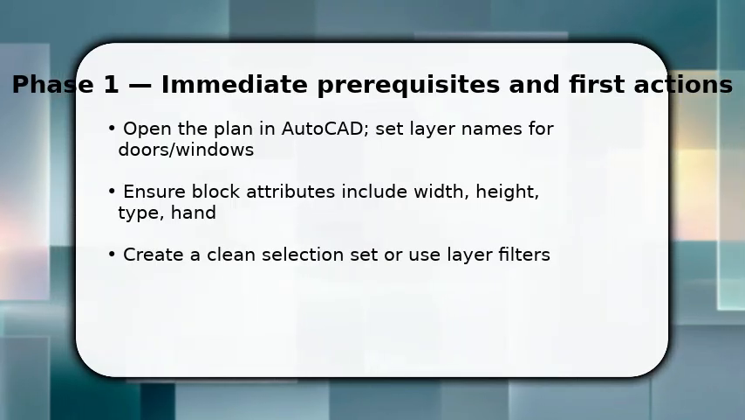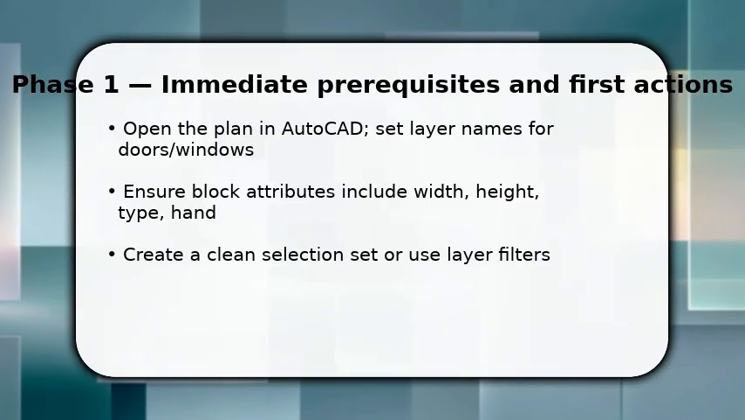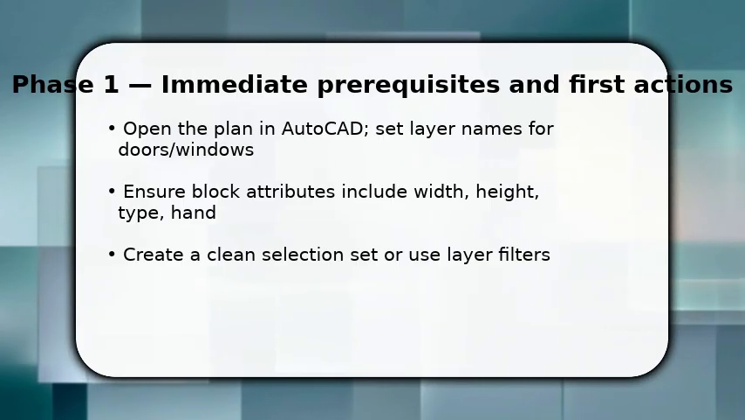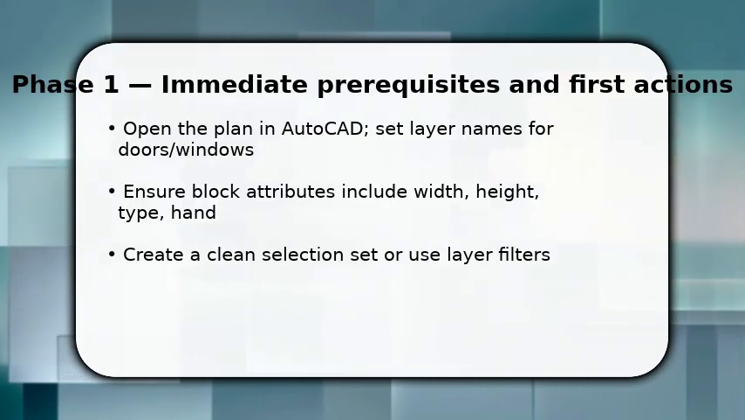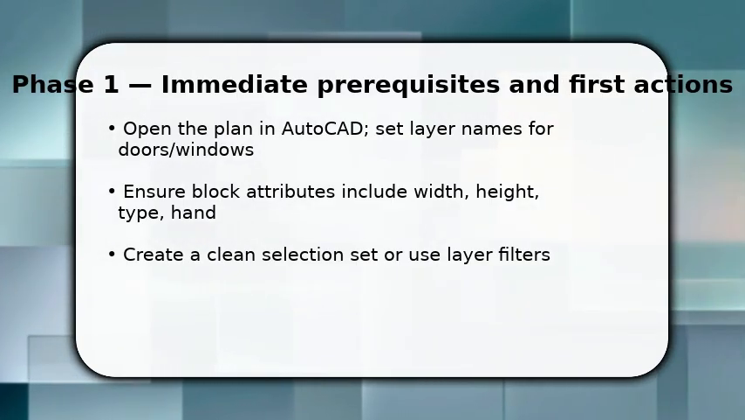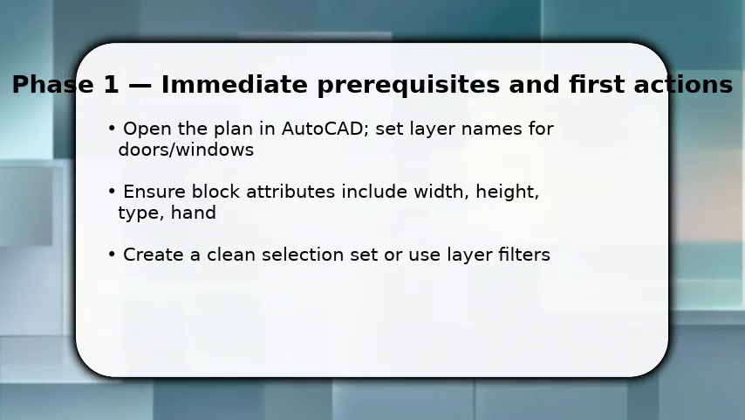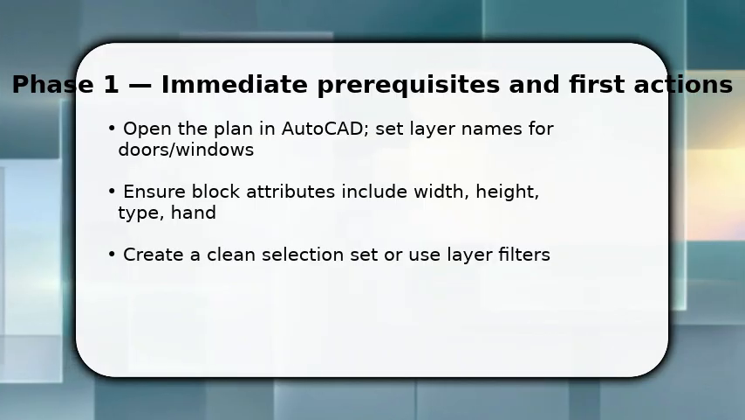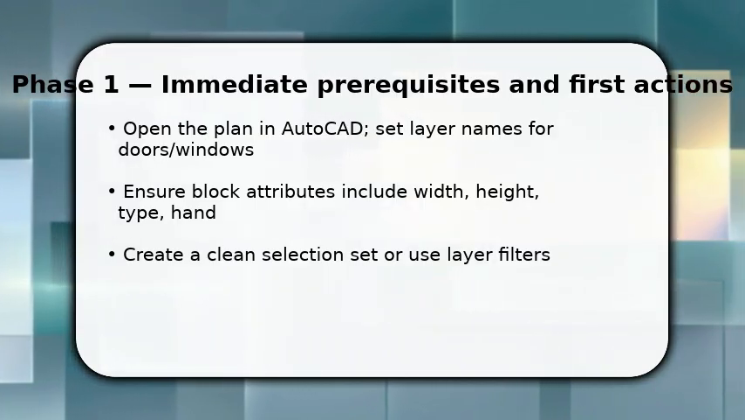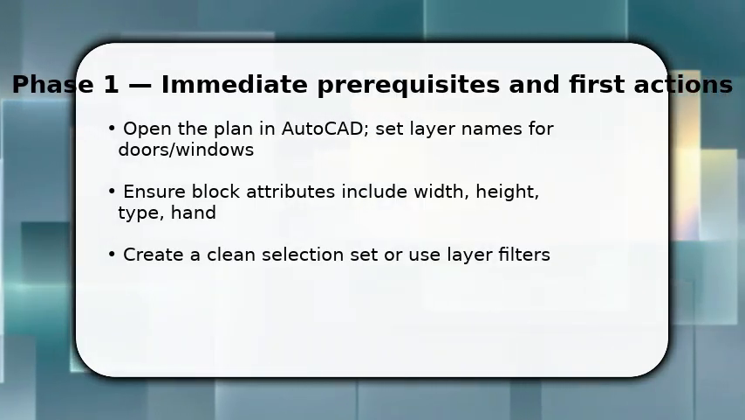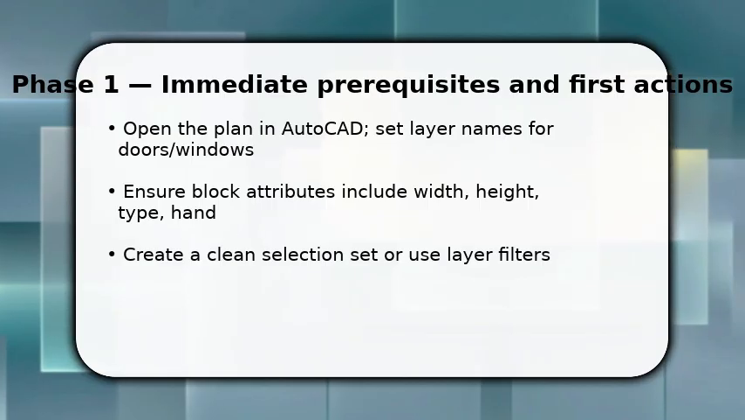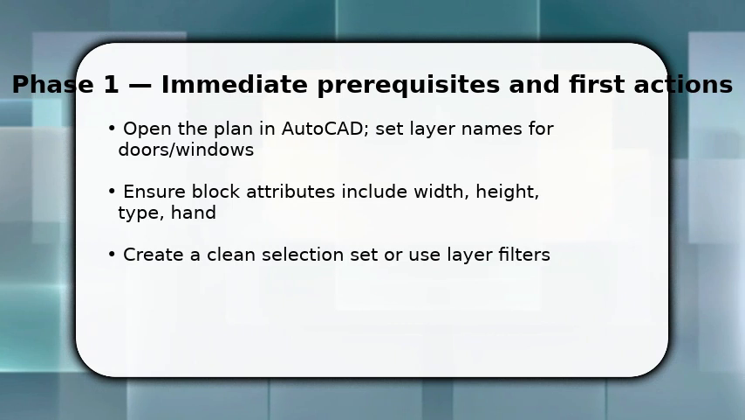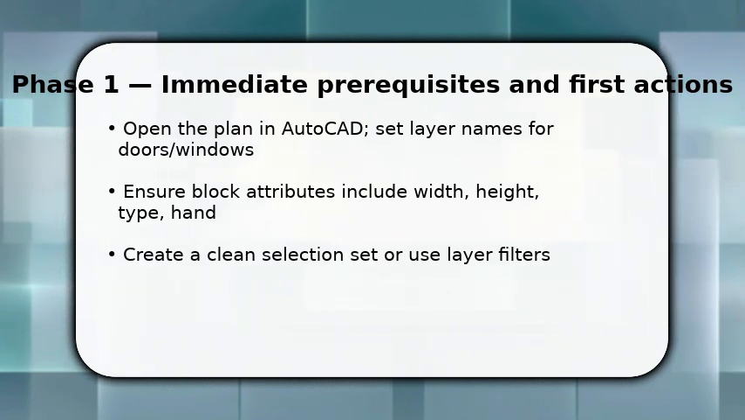You start by preparing the drawing and attributes so the schedule will be accurate. Open your plan in AutoCAD and make sure doors and windows are blocks with attributes for width, height, and type. This is crucial. Once done, organize layers and apply consistent naming conventions so selection is simple. Make a selection set or use layer filters to isolate all door and window blocks. This prevents missed items later. You'll save time and avoid mismatched data when exporting to a table.